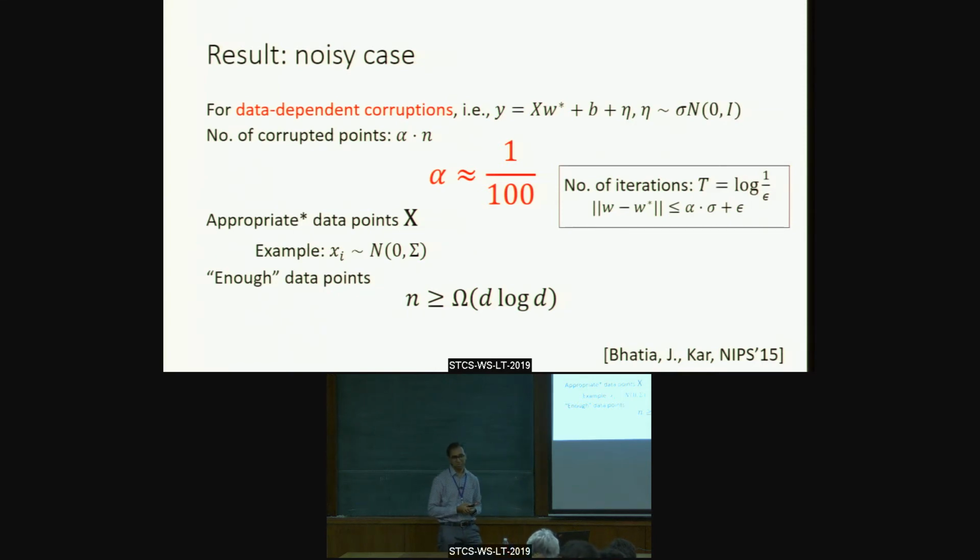Log 1 over epsilon, I'm not sure. Maybe, yeah, I'm not sure. There is no lower bound here. And in fact, similarly for the sigma, in this setting also, we don't know of any lower bound.